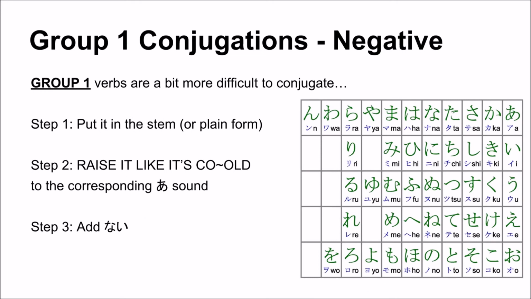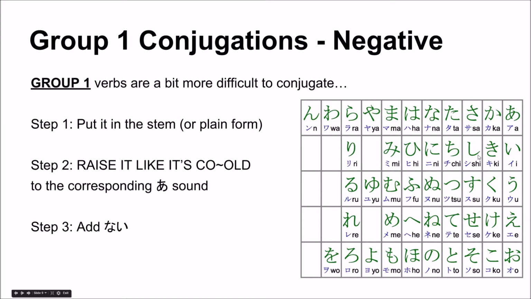There we go. Group 1 conjugations are tricky. We have to kind of learn each one independently of one another. Here's how we make negative plain form verbs. Step 1 in the group 1 verbs, put it in the stem or the plain form. If we're doing the stem, it's going to end in an i sound, so like ikimasu turns into iki.